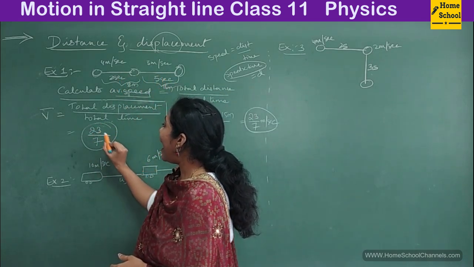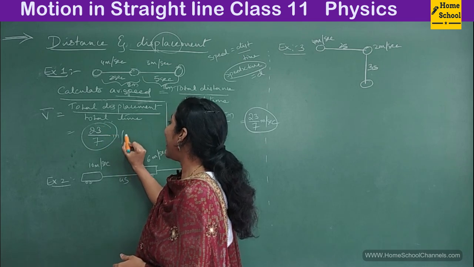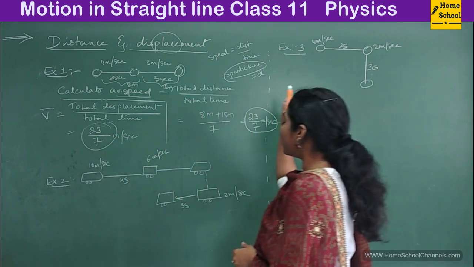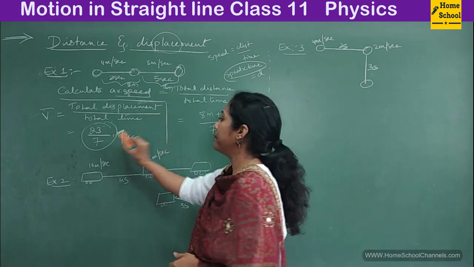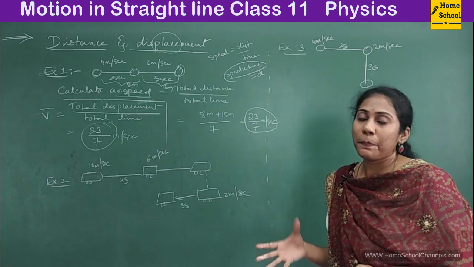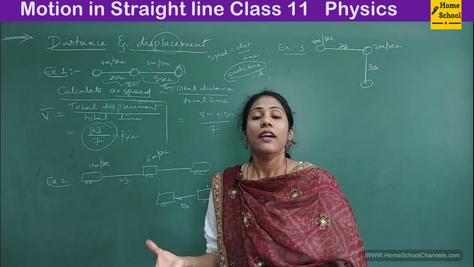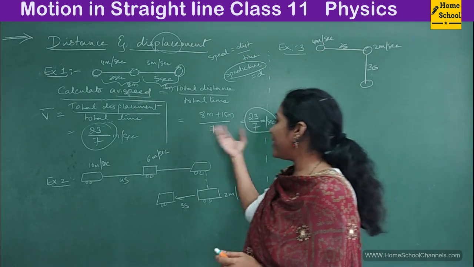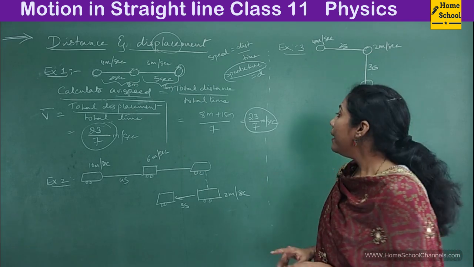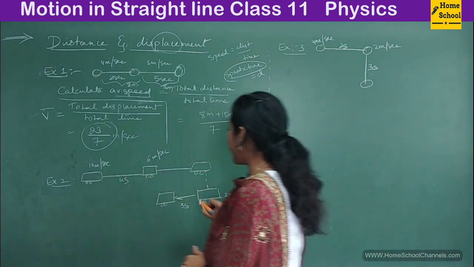So here average velocity and average speed is same, isn't it? I told you speed can be similar to displacement. Okay, so average speed and average velocity is same. Okay, but now you observe this example.